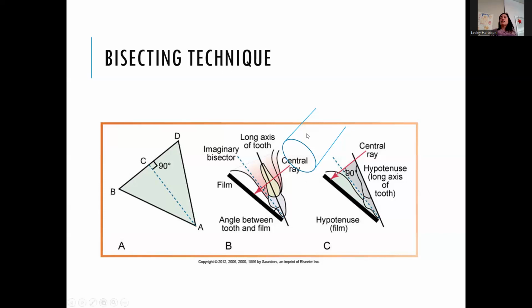And then you want your central ray. So here we have the film. That's one angle, that little green line that just popped up. Then we have the long axis of our tooth. That's the next angle. So now we have the V. And now halfway in between is, oh, I did them too fast. But halfway in between is our bisector. And then we want the central ray of our BID to be at a 90 degree angle to the bisector.